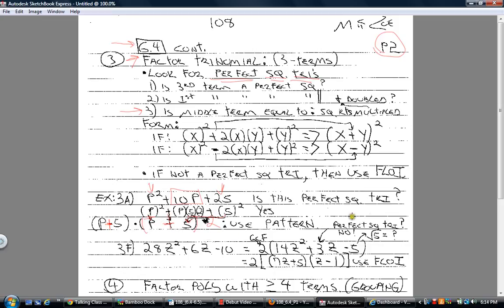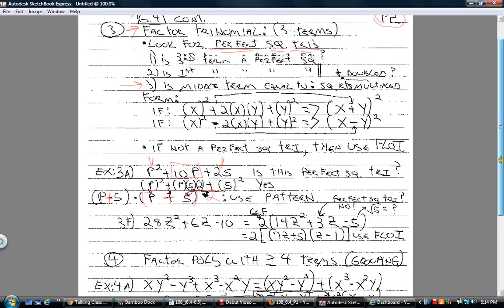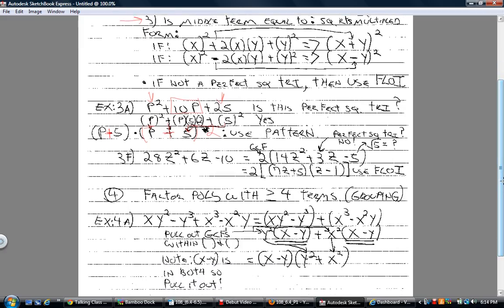Okay, so I'm going to scoot down here and let's take a look at example 3f. I picked a couple here, and here we go. You're going through your general approach. What's rule number 1? Always look for what class? Hopefully you said GCF. Do you have one? 28, 6, and 10. They're all even, so you can at least pull out a 2.